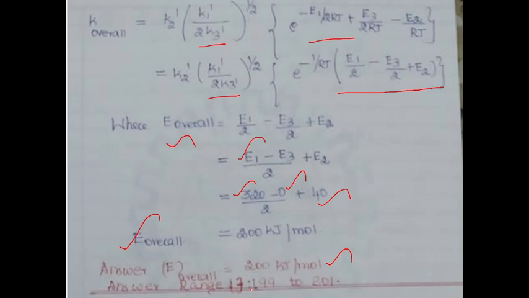The answer range is given: 199 to 201. Our answer is 200 kilojoule per mole, and our answer is within this range.